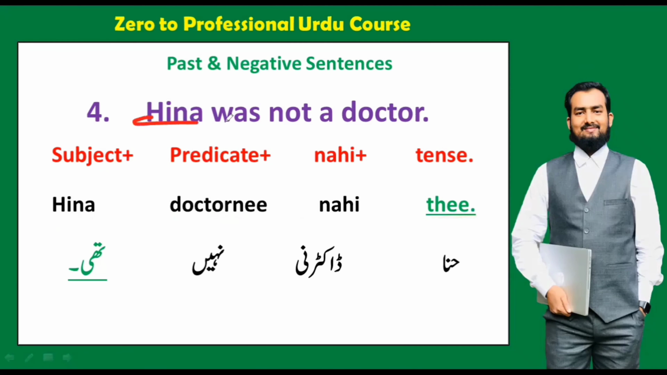Okay, so this sentence is in negative. That is why we have followed the structure of first subject, Hina, then predicate being doctor or doctorni, and then nahi, and then tense. Okay, sign of tense past. So Hina was not a doctor. We'll say in Urdu, Hina doctorni nahi thi.